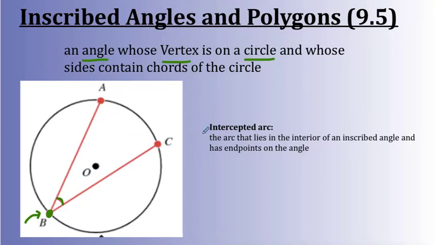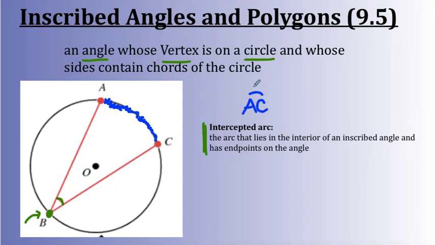Now we need some vocabulary to help with what we're going to be talking about today. We need to talk about what an intercepted arc is. An intercepted arc is the arc that lies in the interior of an inscribed angle and has endpoints on the angle. The intercepted arc here would be this little arc right here. Remember, that would be a minor arc because it's two letters, so that would be arc AC.